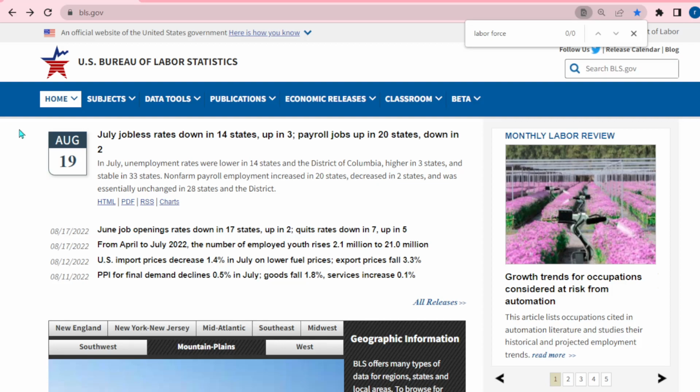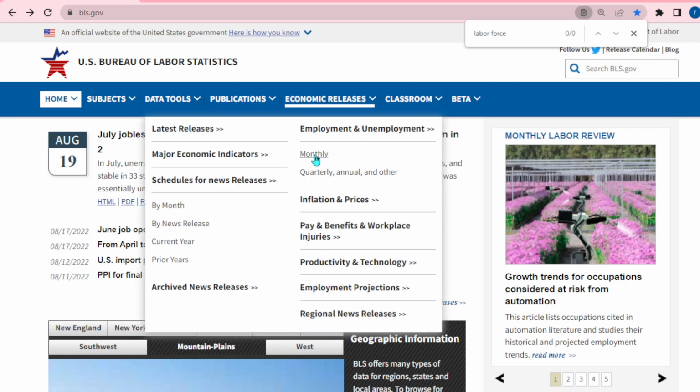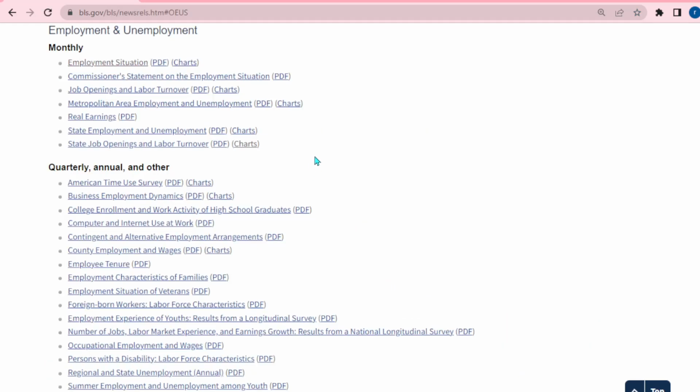So from this website, we're going to go over to economic releases. We're going to go ahead and click on that. And then we're going to click on monthly under employment and unemployment. So this information actually comes out once a month at the beginning of the week. So when we look under monthly, we're going to go ahead and click this first link right here.